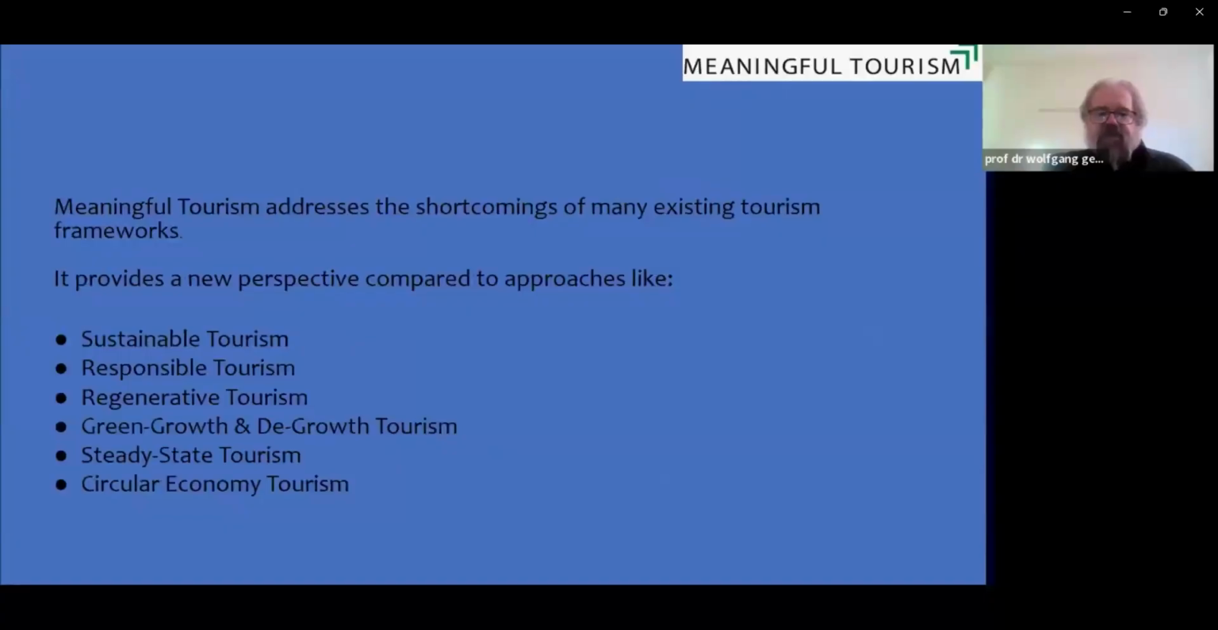So we can see that there's a lot of other approaches. All of them have their merits, no doubt about that. So we are not competing with any of these. All we're saying is that meaningful tourism, from our point of view, has a broader perspective and is covering all the major questions and all the major stakeholders, and that this is something which is a step forward in the right direction.